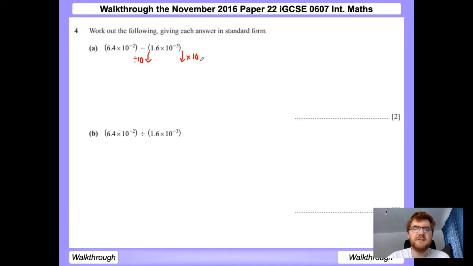So 10 to the power of minus 3 times 10 to the power of 1, we add the indices together. So minus 3 plus 1 is 10 to the power of minus 2. And then 1.6 divided by 10, well, that's going to be equal to 0.16. And you're probably wondering why we've gone to the effort of doing this. This kind of seems like extra work for no reason.